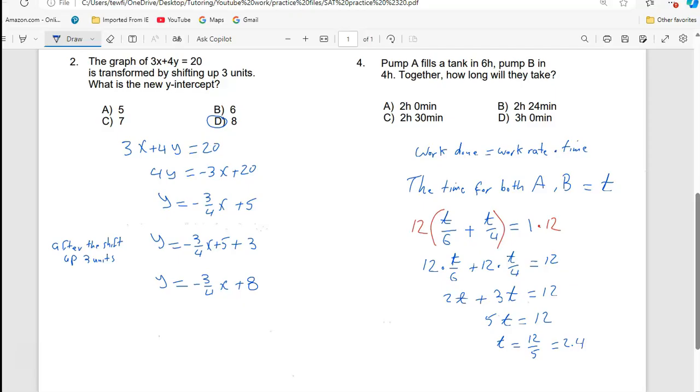12 over 5 is equal to 2.4. So it's 2 hours and 0.4 of an hour. Our answer should be in hours and minutes. So 0.4, if I multiply by 60, is going to give us 24 minutes. So I have 2 hours and 24 minutes, right. So the answer is 2 hours and 24 minutes.